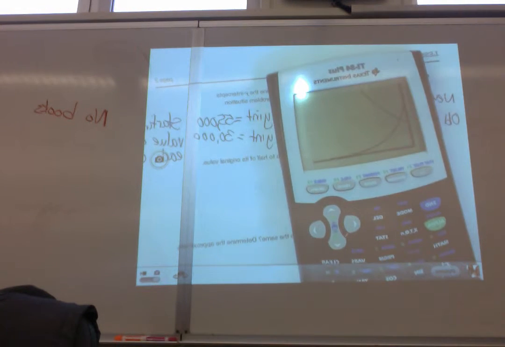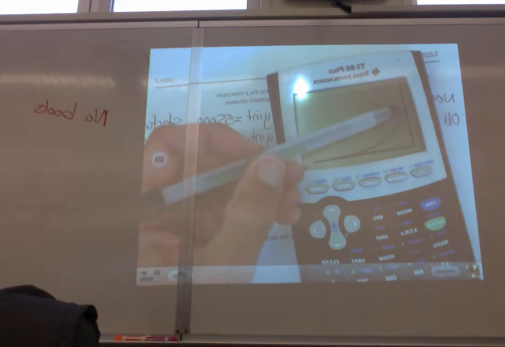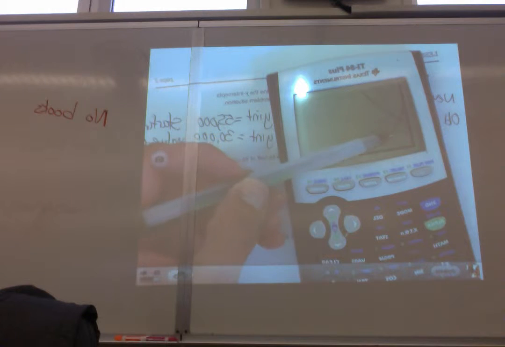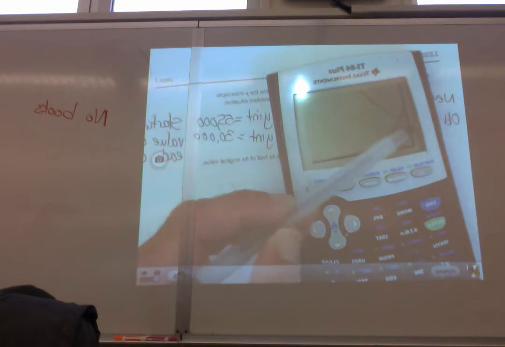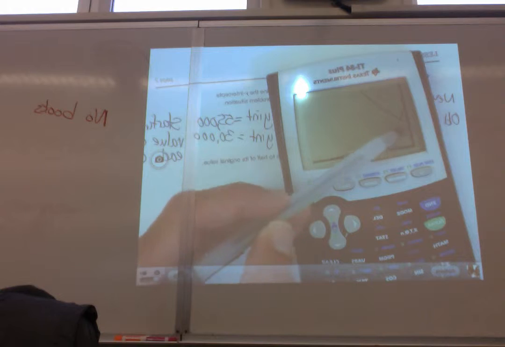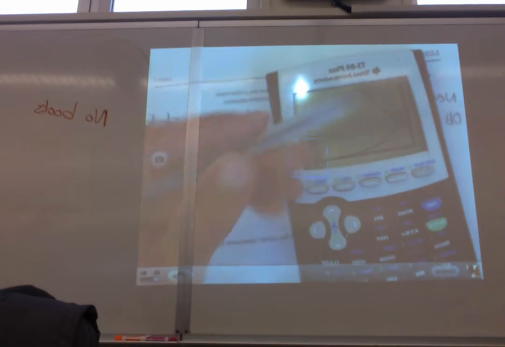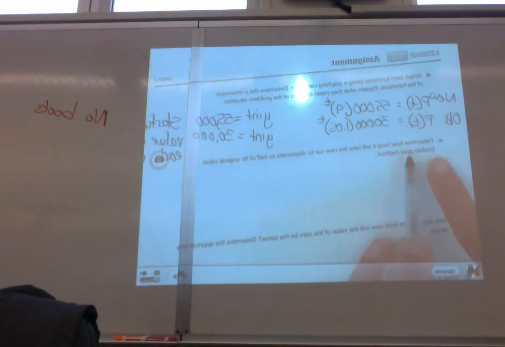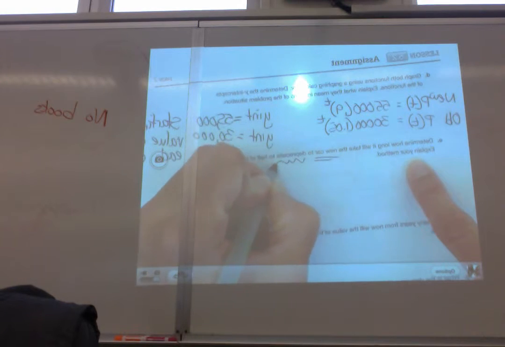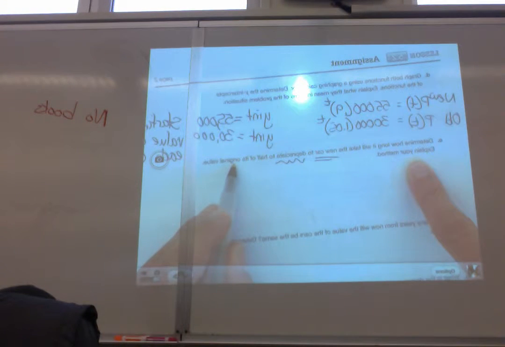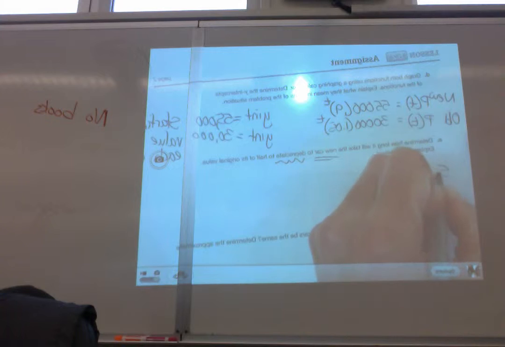So back to the graph. Bless you. So this is 55,000. This is the new car getting less and less money. And this is the older car who's gaining value over time. Okay? But that's where it's starting at when they were bought. Determine how long it'll take for the new car to depreciate to half its original value. Okay, so wait a minute. What was the original value of the new car? 55,000. What's half of that?